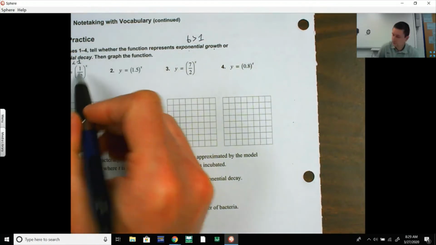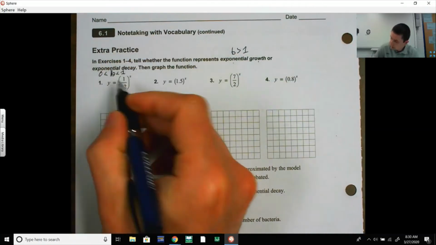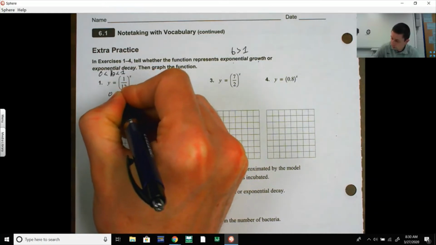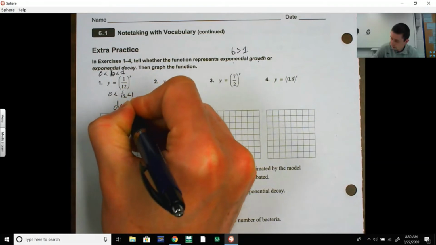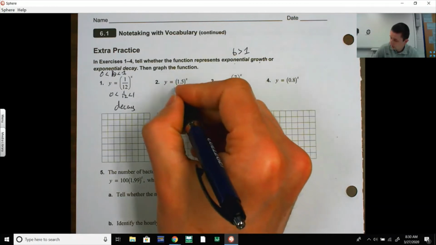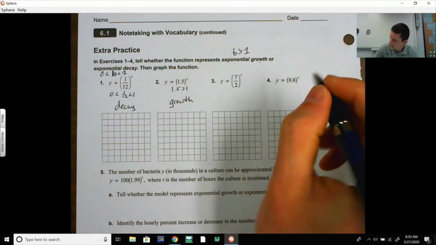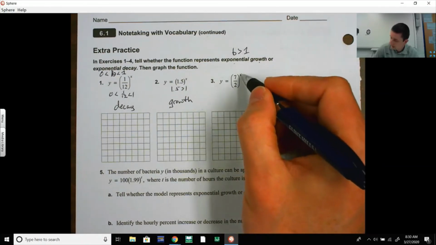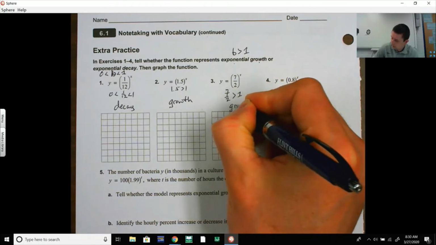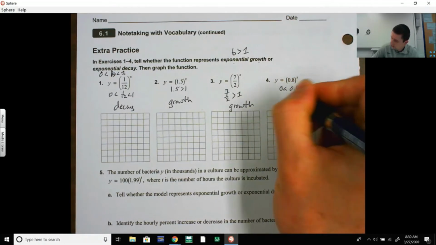So look at this one. B is between 0 and 1. Y equals 1/12 to the x. That's my b value. Well, 1/12 is between 0 and 1, so that has to be a decay. We'll talk about graphing here in a little bit. Y equals 1.5 to the x. Well, 1.5 is greater than 1, so that has to be a growth. Y equals 7/2 to the x. It's a fraction, but 7/2 is greater than 1, so that is a growth. 0.8 is between 0 and 1, so that is decay.